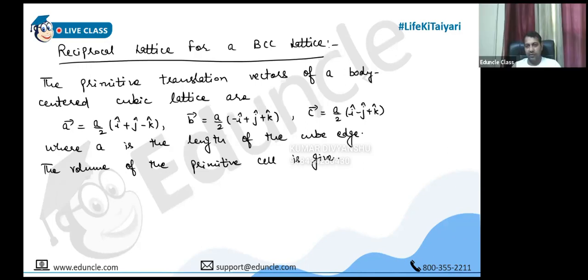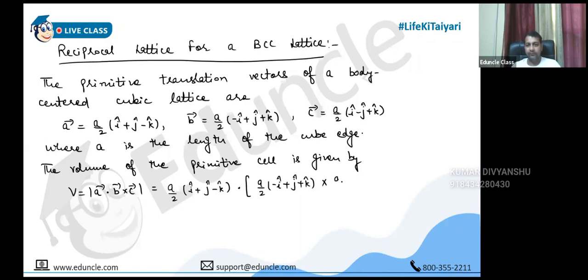No, it's not 8. There are other vectors also, the i, j, k's. They will also contribute something. You are just multiplying a by 2, a by 2, a by 2, but each of these vectors does not have magnitude 1. Kindly check. It will be a by 2.